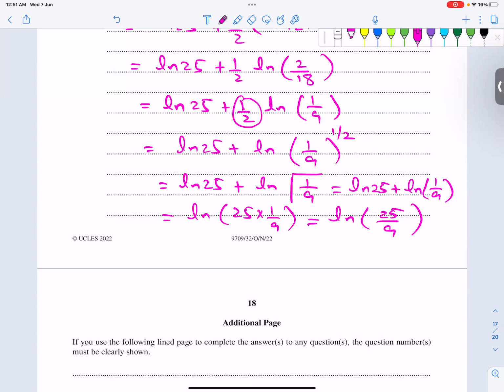Sorry, this is not 9, because the square root of 1 over 9 is 1 over 3. So here you have 1 over 3. So the final answer will be ln of 25 over 3.